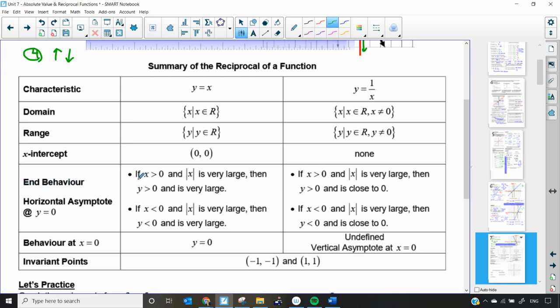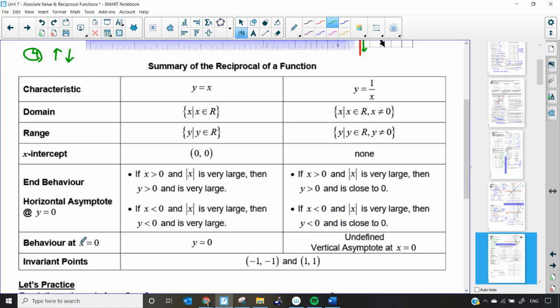Our end behaviors: if x is positive and the value of x is really, really big, then the value of y is also very large. However, on the flip side, for the reciprocal, if x is greater than 0 and the value of x is very large, then as x is getting bigger, the graph is approaching 0. For x being less than 0 and the value of x being very large, as the value of y gets smaller and smaller, the graph is getting large. For the reciprocal function, as x is getting smaller and that x value is large, then y is getting closer and closer to 0.